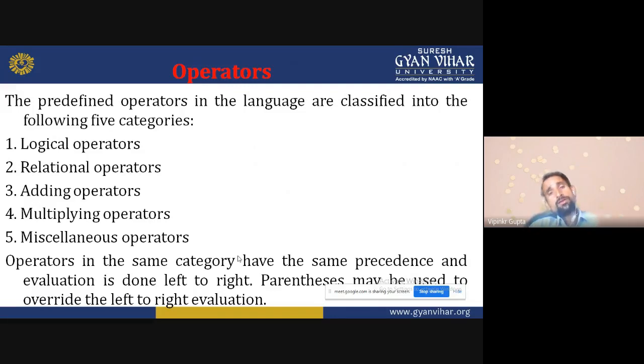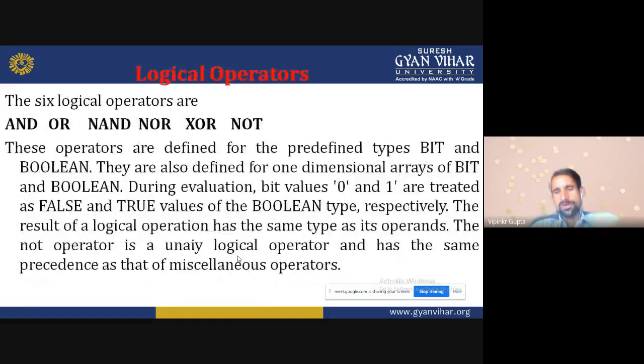So when any operators come, we perform the operation from left to right. How will we do it? We will see one by one. Logical operators. As I already mentioned, there are six logical operators: AND, OR, NAND, NOR, XOR, NOT. These are the six logical operators which we are performing.